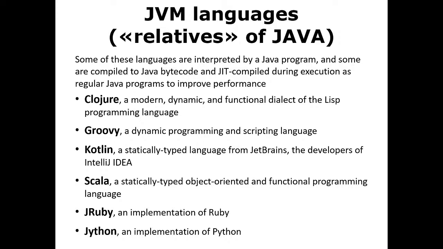Right, as I already mentioned, there are some relatives, some other programming languages which are quite similar to Java. Some of these languages are interpreted by a Java program, and some are compiled to Java bytecode and JIT compiled during the execution as regular Java programs. So yes, they're quite related to Java as a programming language. Most of them can be compiled alongside Java itself. They are Clojure, Ruby, Kotlin, Scala, JRuby, and Jython.